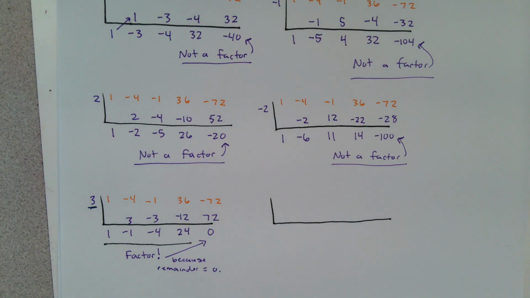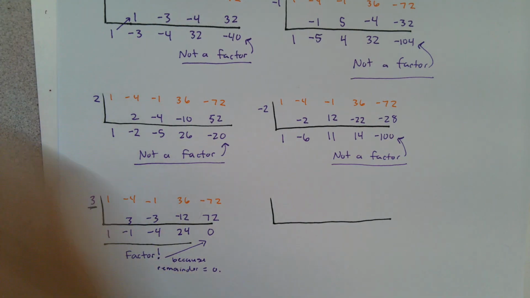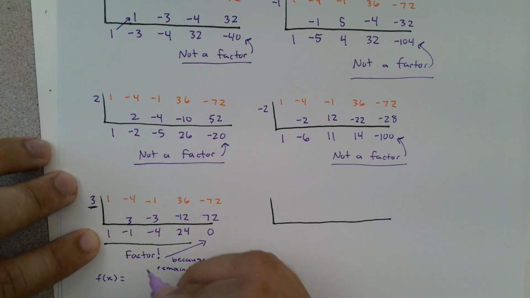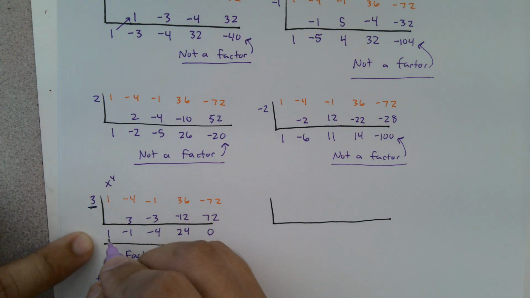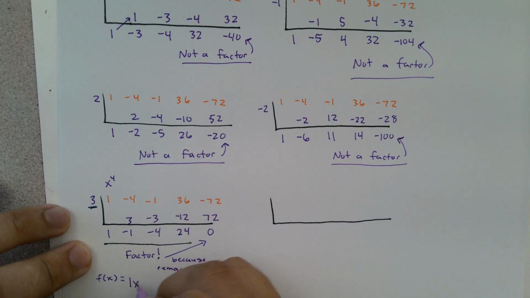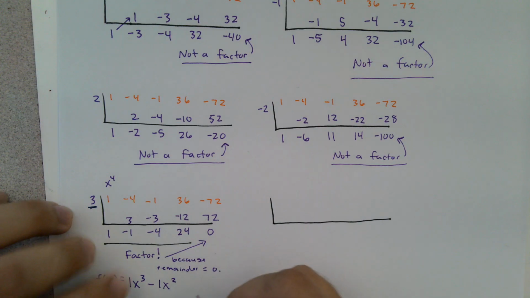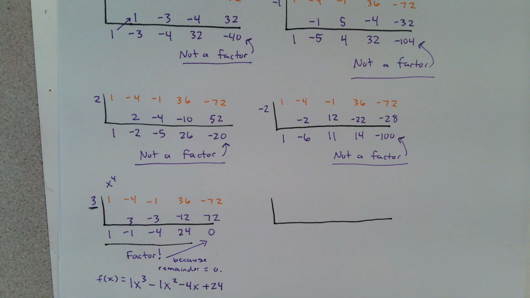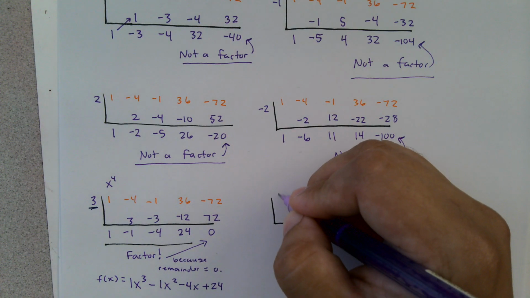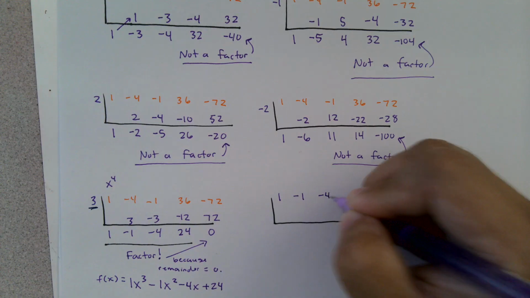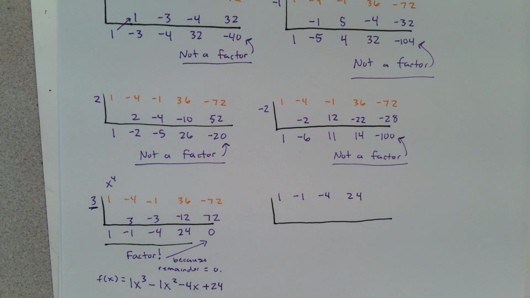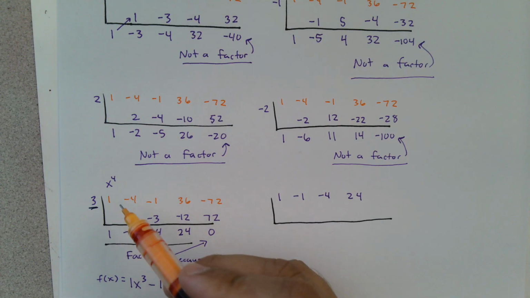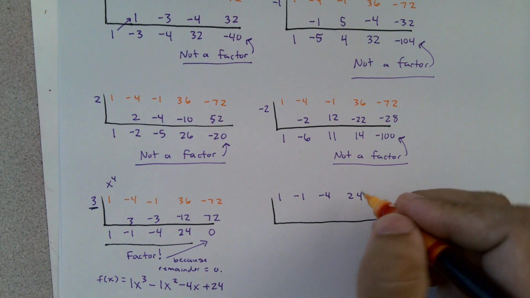So our new polynomial has coefficients. Let me write out the actual polynomial. Here, we now have f of x is equal to, this was originally x to the power of 4, so now this is x to the power of 3. So 1x to the power of 3 minus 1x squared minus 4x plus 24. This is what we have left for now. I'm going to take these coefficients, 1, -1, -4, 24. We're going to test the 3 again, because we might have two factors of x minus 3, and there's no way of knowing that unless we test the new polynomial with that same root again.